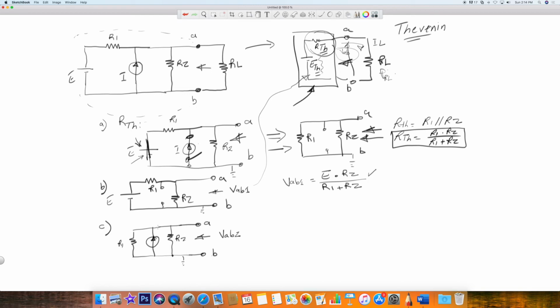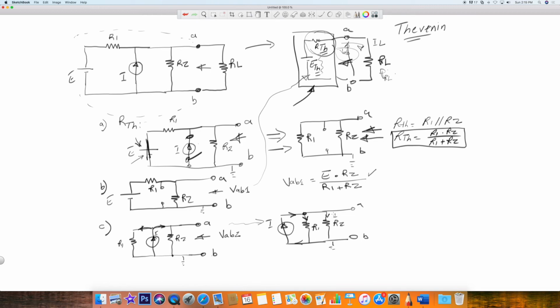Well, we could use the current divider rule, because remember this I here is going to have a portion that goes this way and a portion that goes that way. In other words, if you really wanted to look at it in a different way, you could put your current source here, since they're all in parallel, and you have two parallel resistors, right? So that didn't change vis-a-vis A and B. Same reference, A and B. And this would be R2, this would be R1, and this would be I. Now, obviously this current will be coming into this node and split right here, right?